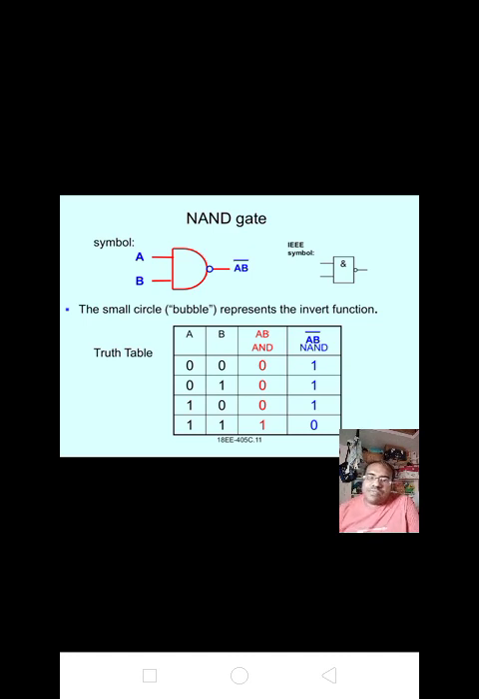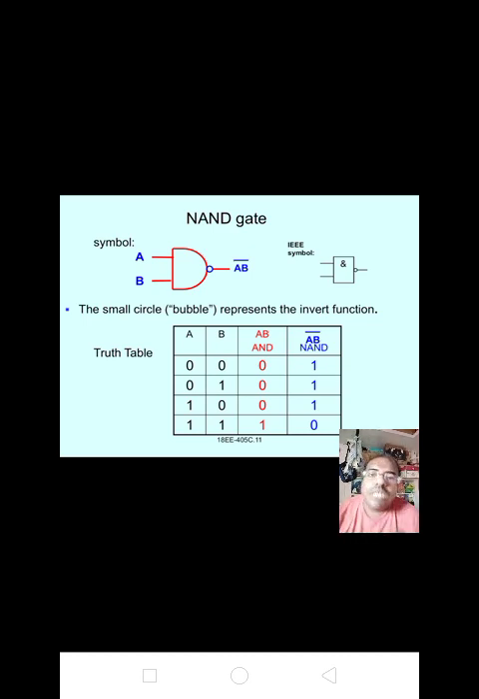For AB bar, it is the complement of the previous column, that is 0 means 1, 0 is 1, 0 is 1, 1 is 0. So from this truth table we can judge the definition of the NAND gate: when one of the inputs is low, the output is high. When both the inputs are high, the output is low.